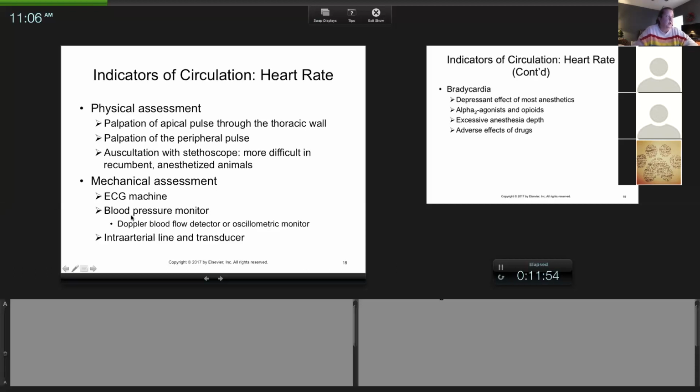Now, your blood pressure monitor is not going to give you a heart rate value. But remember, the heart's job is to pump blood out to the body and maintain perfusion. If you have a good blood pressure reading, you assume the heart's doing its job. So I can look at blood pressure and I can evaluate heart rate.